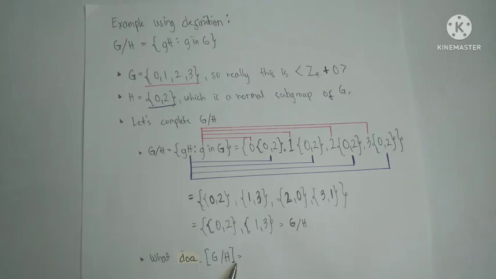So now we have the order. What is the order of G/H? What is that order going to be? We have order 2 because there are two cosets: {0, 2} and {1, 3}.